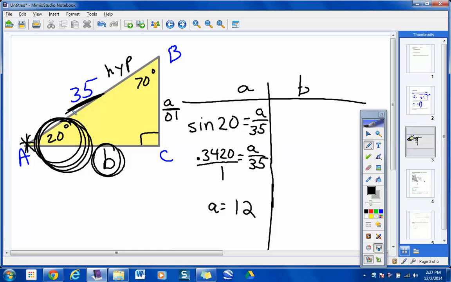Wait, why are we doing that? Can we just use A squared plus B squared equals C squared? Oh, you could now if you wanted to. We could if you wanted to. Or you could use the sine of... I could use tangent also. I could go the tangent of 20 degrees is now equal to 12 over B, couldn't I?